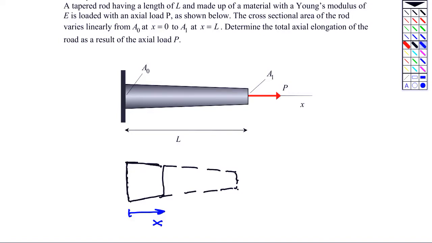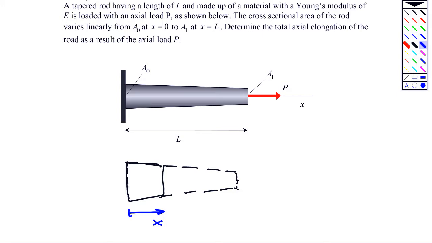In this example, we're looking at a tapered rod. The rod is of length L. What we know is that the cross-sectional area of the rod varies in a linear way from the left side over to the right-hand side there at x equal to L. There's an axial load applied to the end. And what we want to know is what's the total axial elongation of the rod as a result of that load.